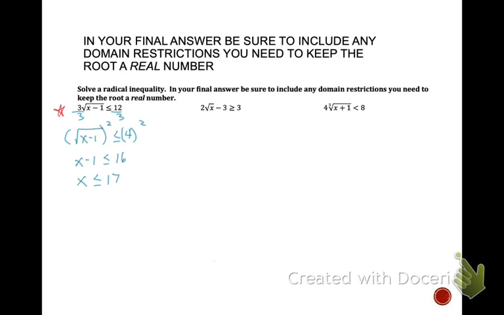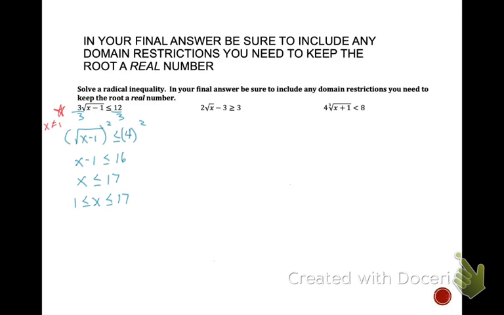So this says that our solution set is all of the values that are less than or equal to 17. But if we look at our original problem, notice that we have an even root. We want real number answers. As soon as the expression underneath the radical becomes negative, we will have a non-real, imaginary number. So we need to stop our x's at the point where we get 0 underneath the radical. I can see that as soon as x equals 1, that is my tipping point. So x can equal 1, but it should not equal anything less than 1.